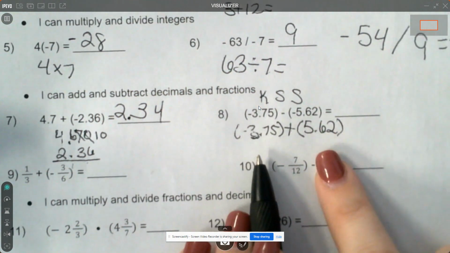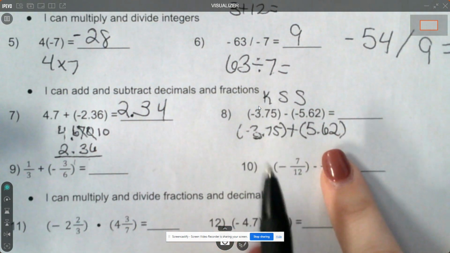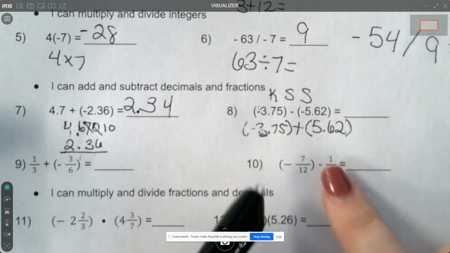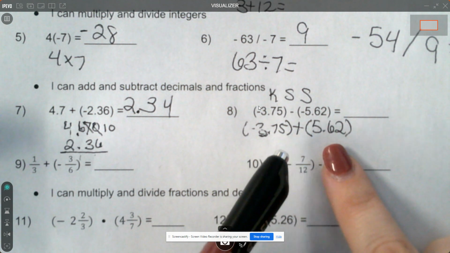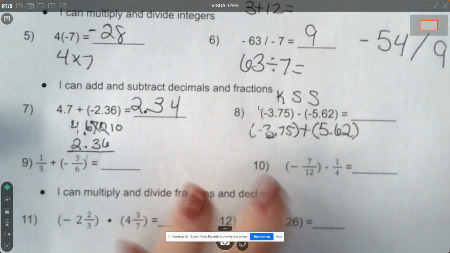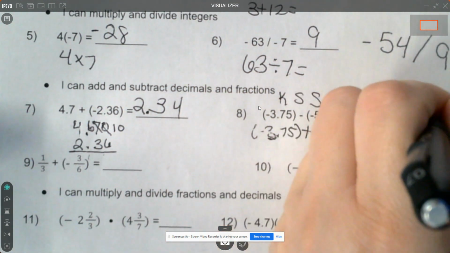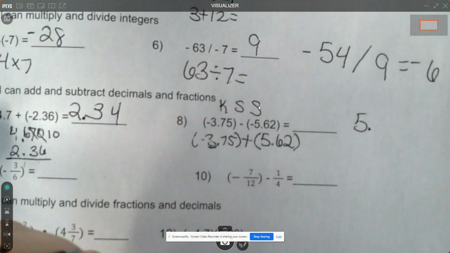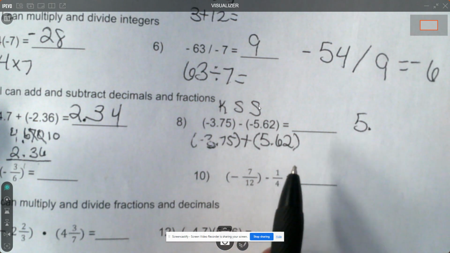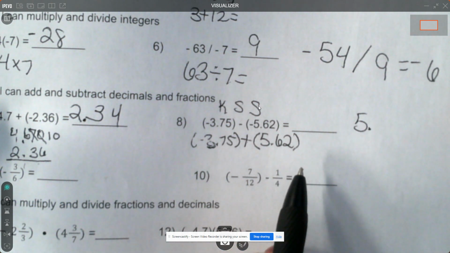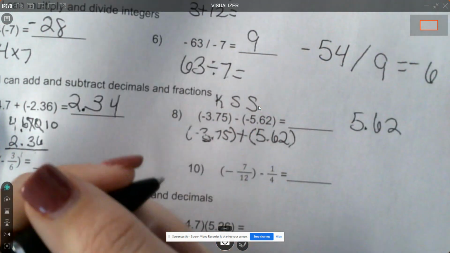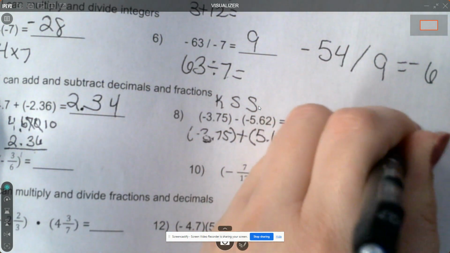And now I have to go back to my rules. Are they the same sign or different sign, Selena? When I rewrote them, they became different. Just like over here, if they're different, I'm going to subtract. So I'm going to line up my decimals. Another thing to remember, biggest number always goes on top in subtraction. Doesn't matter if it comes first or second, it has to go on top. So 5.62 goes on top, 3.75 goes on the bottom.